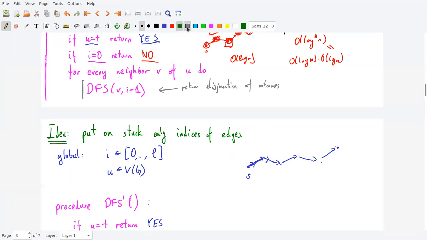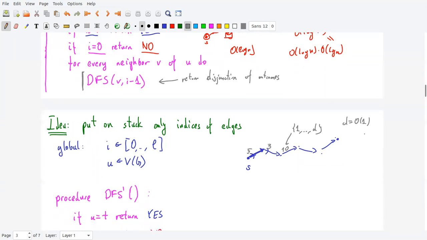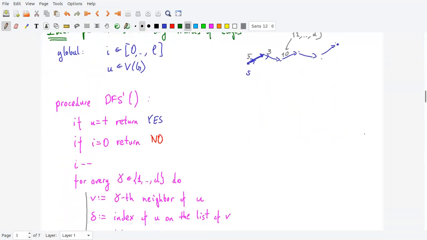So I will remember, let's say, the first edge was the fifth edge going from S, then I follow the third edge going from the next vertex, then say the 10th edge, and so on. These numbers are taken from 1 up to d, and d is a constant. Therefore, for each consecutive step of the search, I will just remember a constant number of bits instead of a logarithmic number of bits. So here is a way of implementing this so that it works.